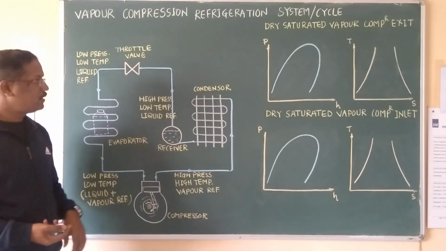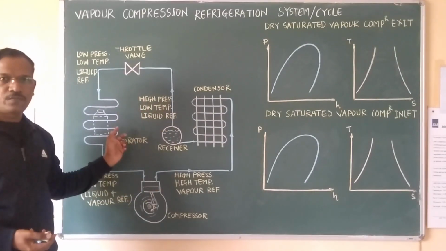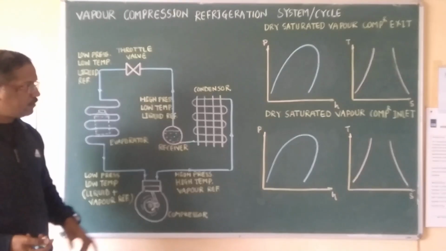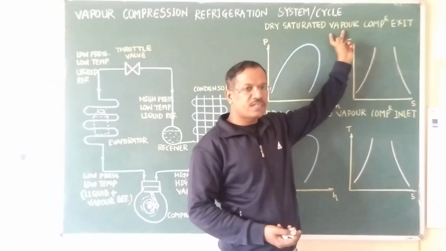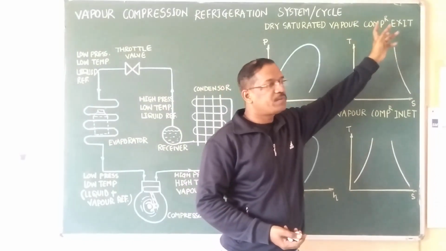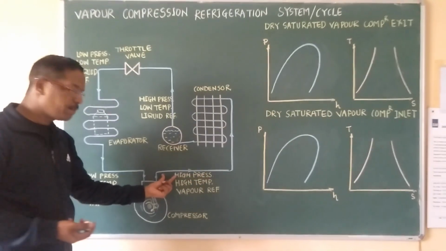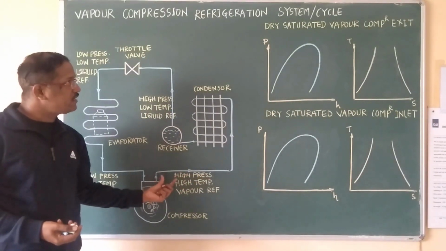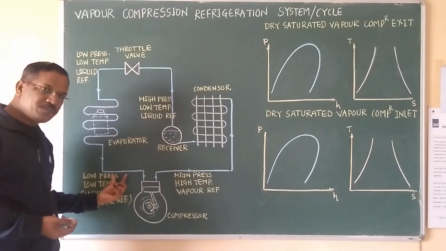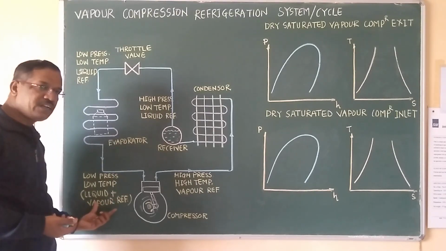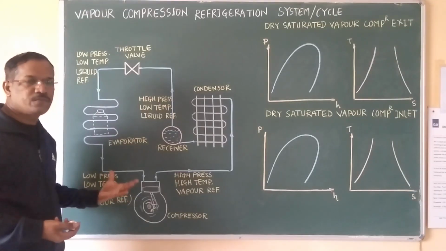Okay, now we will see the pH and TS diagram for this vapor compression refrigeration system. In this we will take two cases, when dry saturated vapors are there at the compressor exit point. So dry saturated vapors at the compressor exit point. It means obviously it is a mixture of vapor and liquid refrigerant at the inlet of the compressor, so it will be a wet vapor.